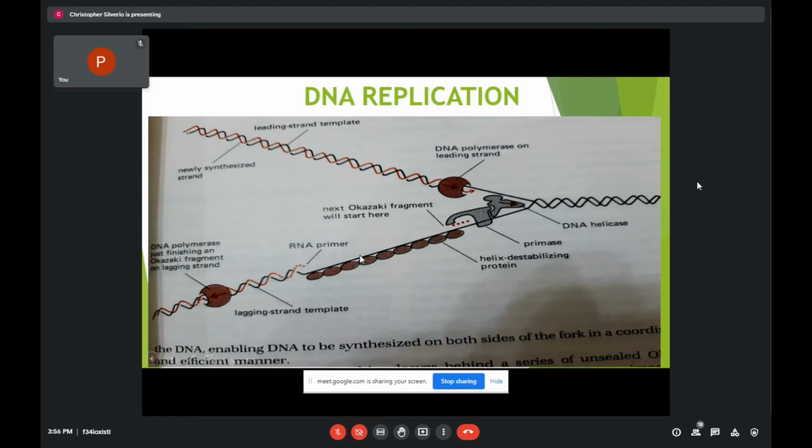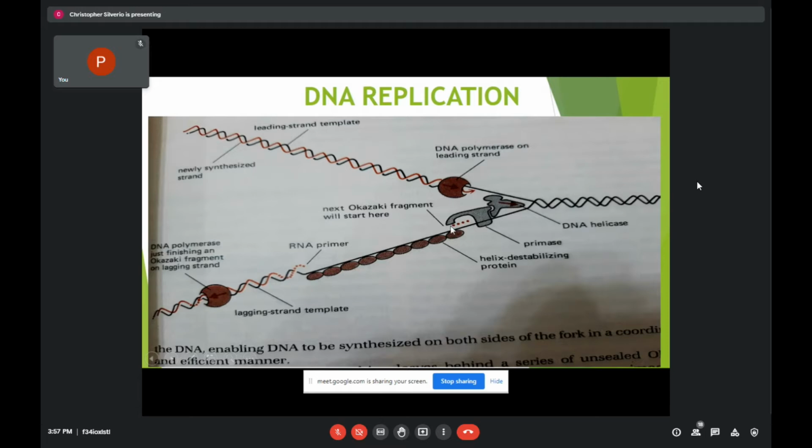And what is responsible for the synthesis of the RNA primer? The enzyme known as primase. It is the enzyme primase that will synthesize the short RNA primer, as you can see. Okay? So, what will happen? Now, Okazaki fragment will start here.